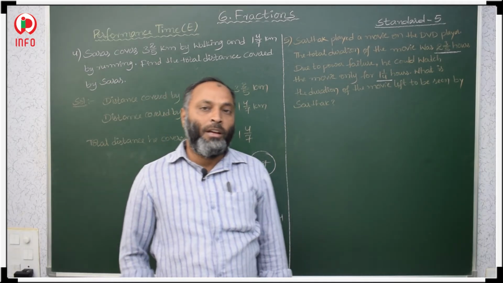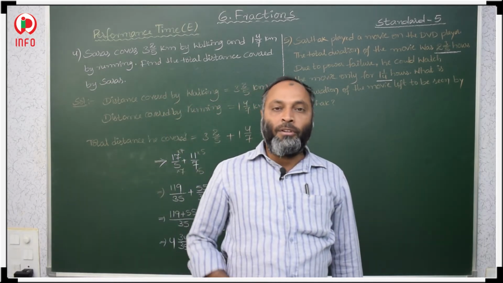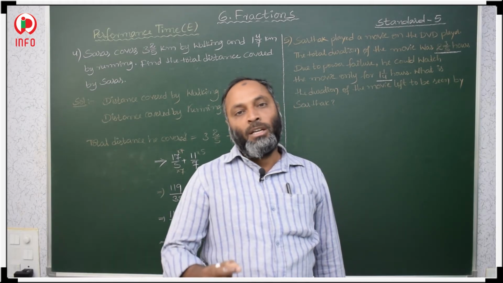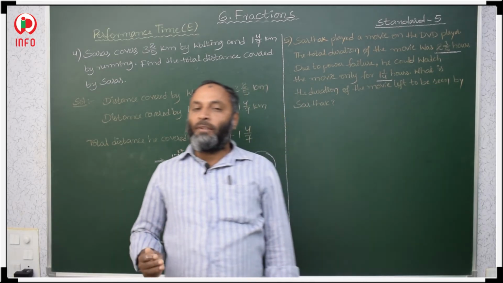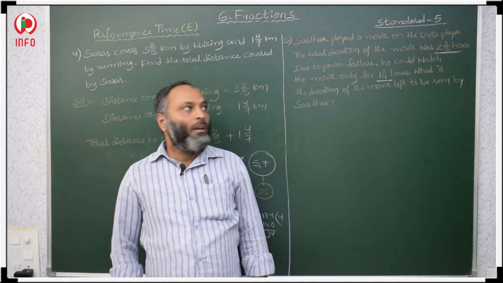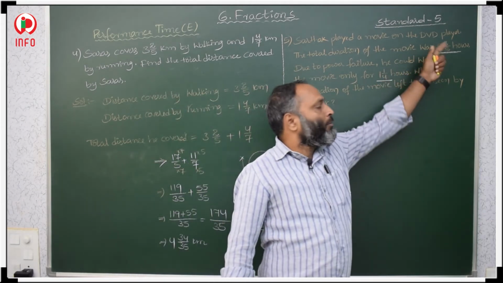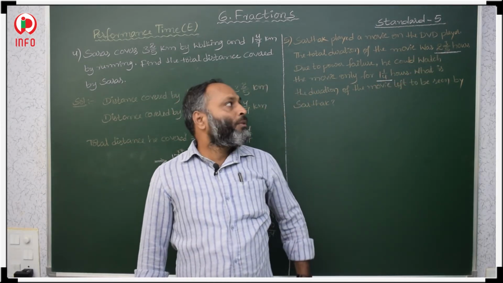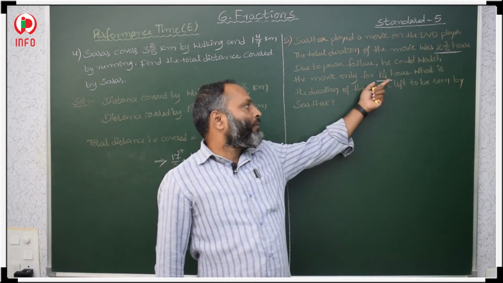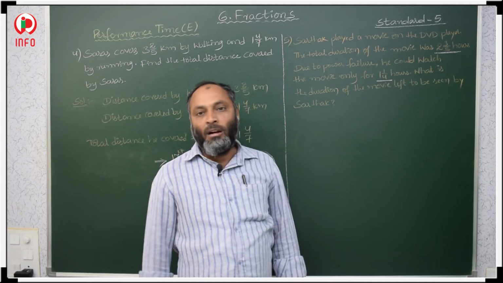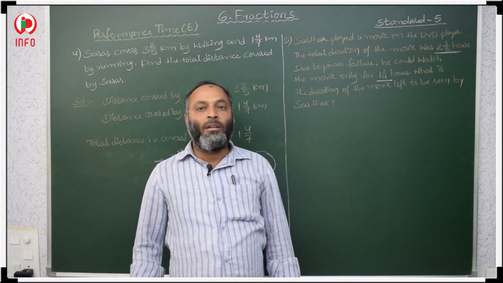Means what we have to do? First we have to decide what to do: addition, subtraction, multiplication, or division. Here the total movie length is given, that duration is 2 3/5 hours. In that, 1/4 hours he already saw. Then how much movie is left to see?